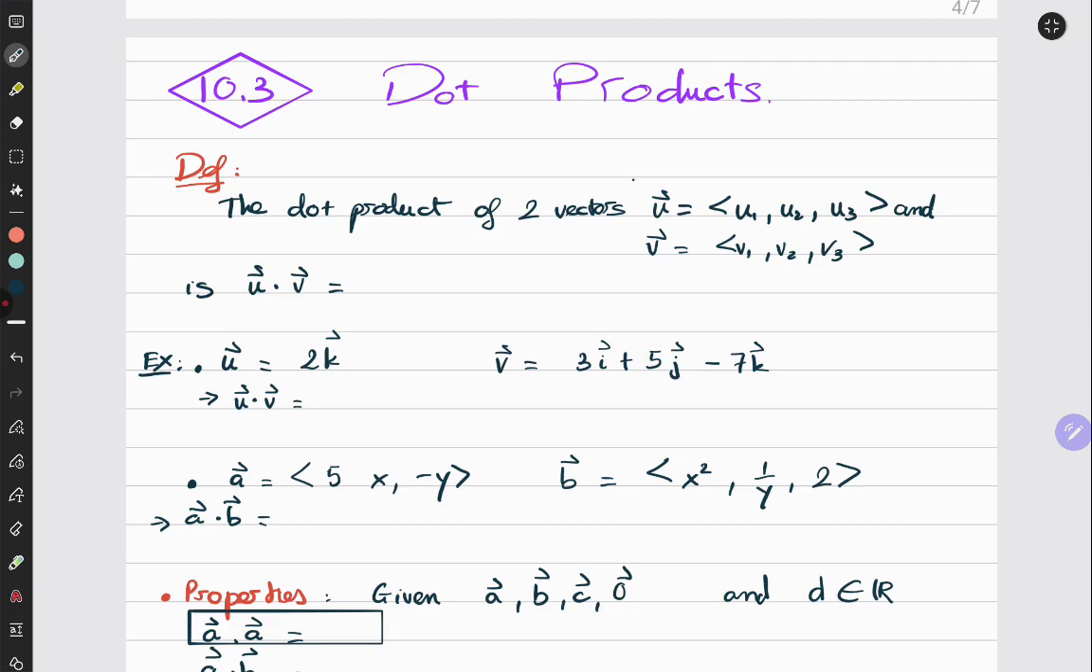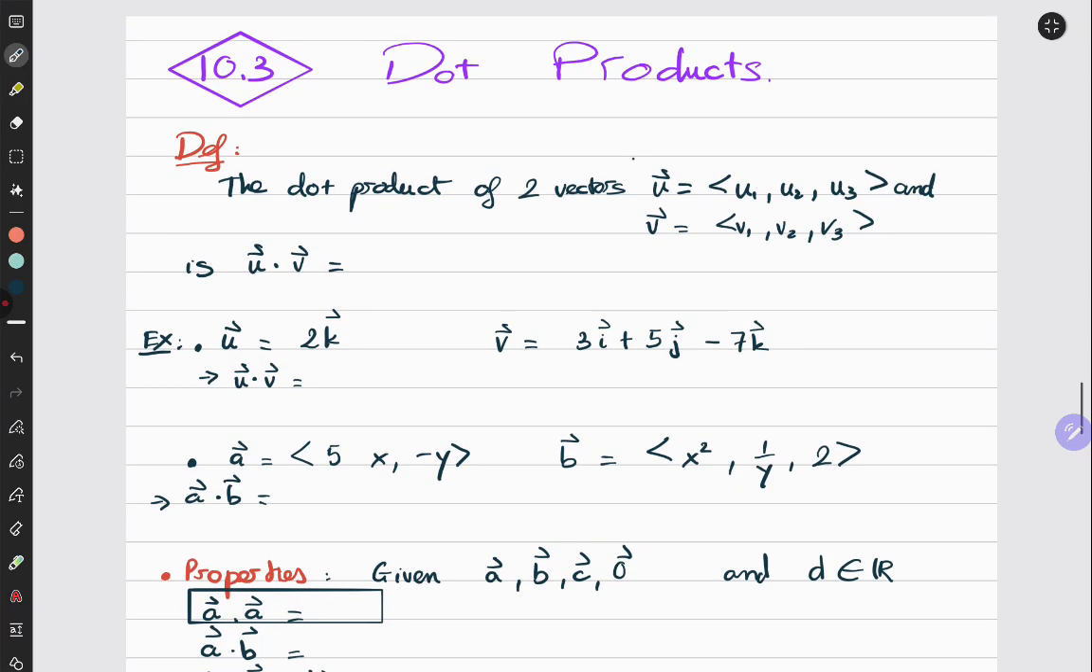In 10.2, we multiply by a scalar. You have a vector, plus or minus, you still have a vector. You don't divide vectors. There's no vector division. The next thing you learn, right here, is multiplying vectors. This section is about multiplication of two vectors. There are two kinds of multiplication of vectors, two kinds of product of vectors: dot and cross. Cross is a little bit more complicated.